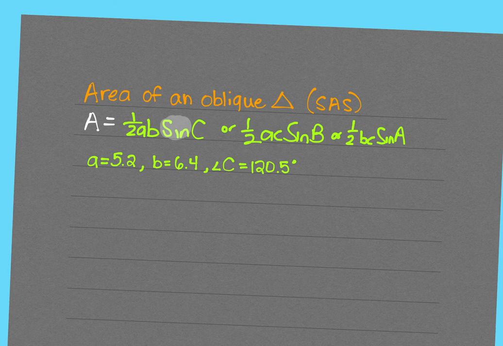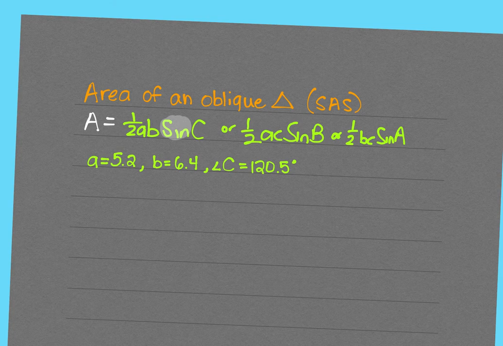It's side angle side, but it's 1/2 the side times the sine of the other angle. You have to use sine. So if I was solving this kind of triangle, I would use law of cosines. But if I'm finding the area for it, I use this, which is sine.